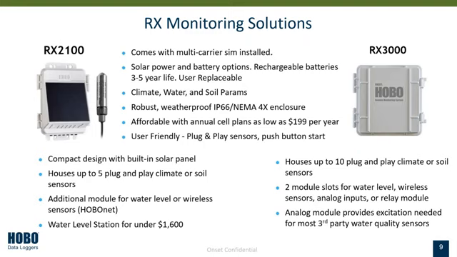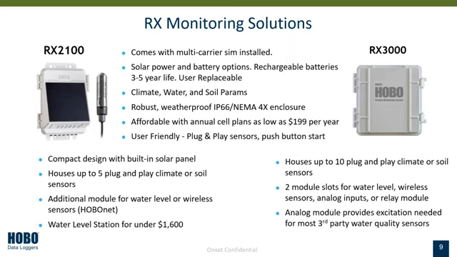Then we have the RX 3000, which is a little bit more versatile of a station. What's different about this is that it houses up to 10 plug and play climate, soil, or some of our other parameters. And then it also has the ability to do 2 module spots. So instead of 1, it can do 2. It can do, again, the water level and wireless sensors, which is similar to the 2100, but it also has the capability to do analog inputs or a relay module as well.